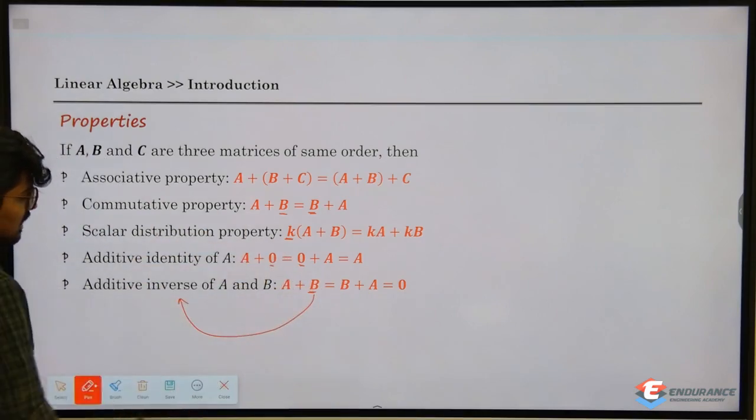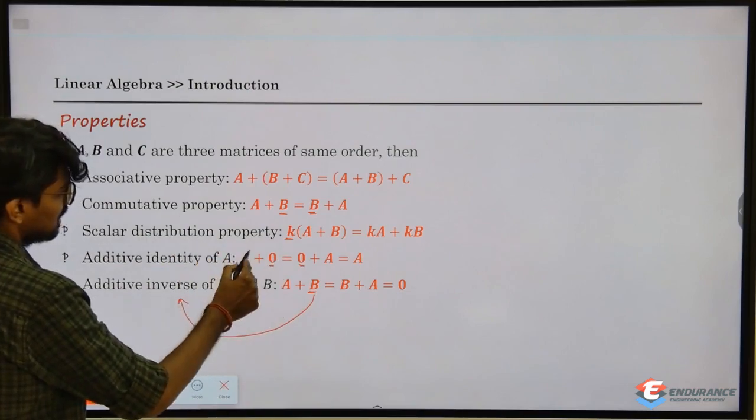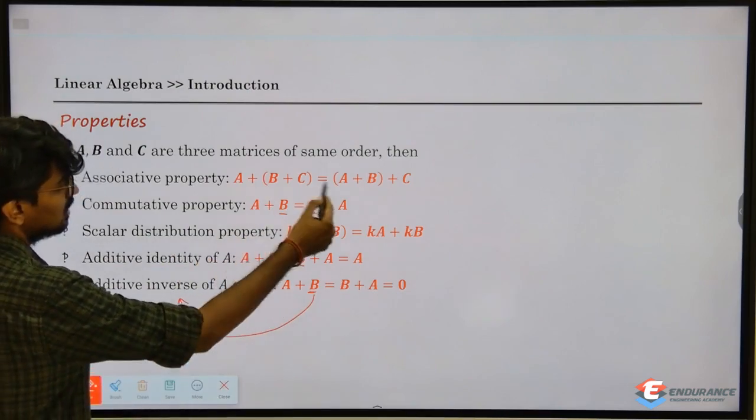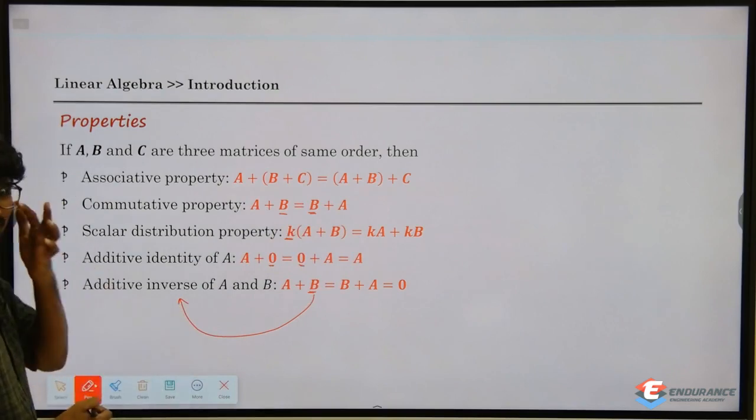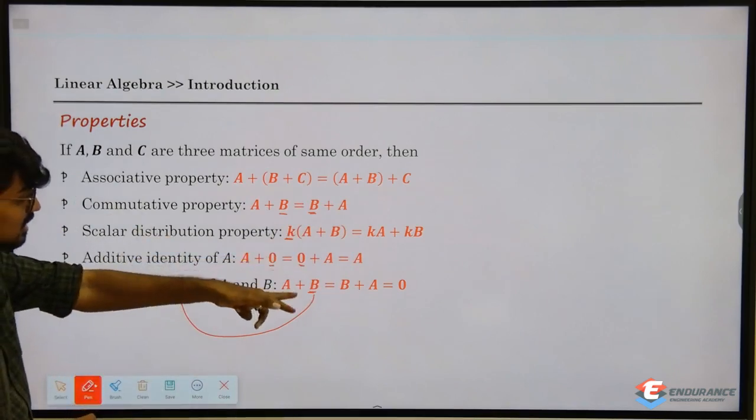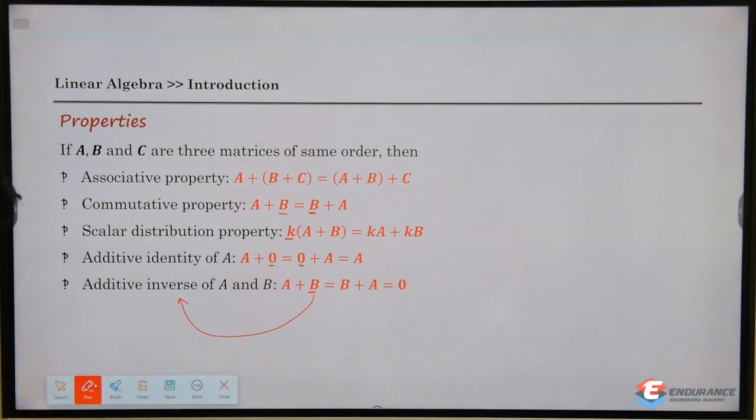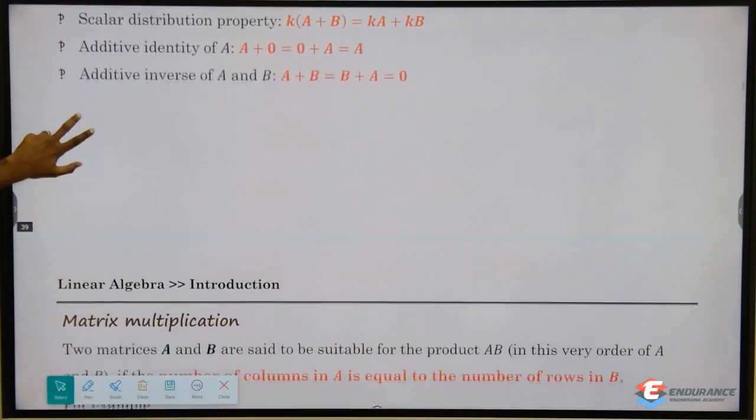Okay. And similarly here, 0 is the additive identity, because I am adding matrix A to 0, which gives me that matrix itself. It is the additive identity. Okay, so 0 is the additive identity, B is the additive inverse. Any doubts here? I believe there is nothing.